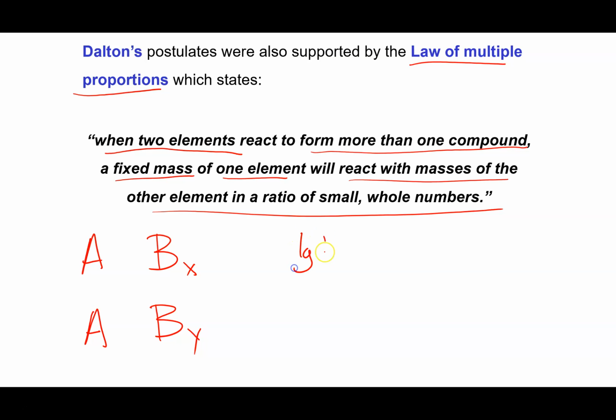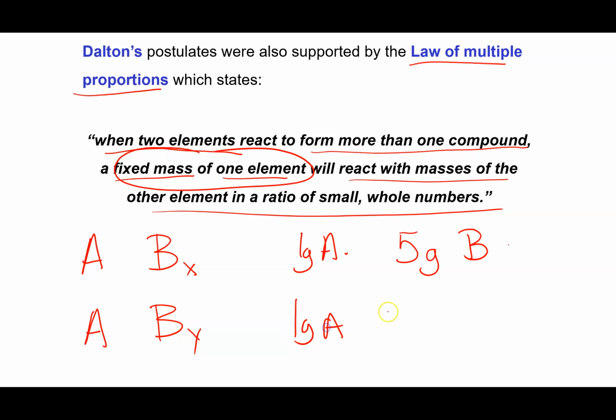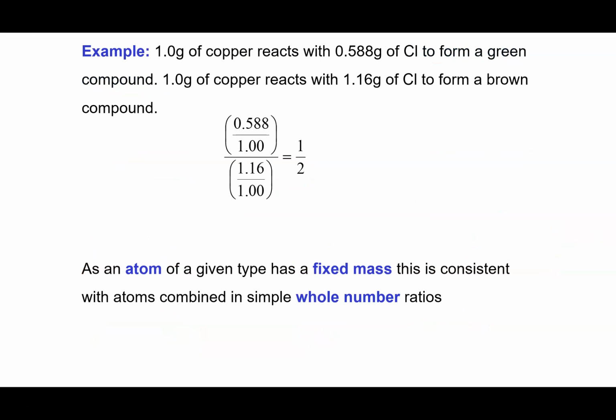If I have like 1 gram of A, I would have 5 grams of B. And then if I have a fixed mass, right, it says here a fixed mass of one element, 1 gram of A in this one, I might have 10 grams of B in that one. And when I take the ratio of these two, right, 10 on 5, I get a simple whole number. And you see that again and again. Alright, so let's just have a look at an example.